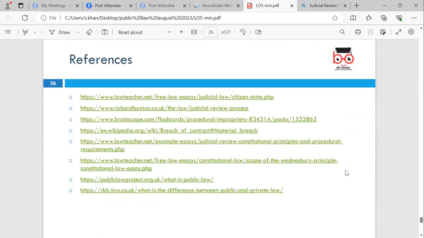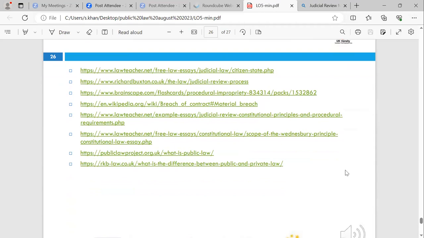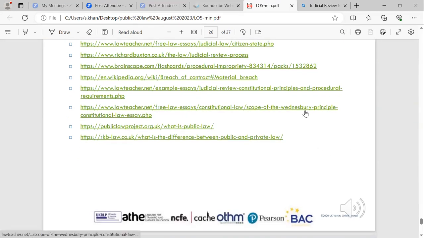These are some of the references that we've used in reference to Learning Outcome 5: Law Teacher, Richard Buxton, Brainscape, Wikipedia, Public Law Project and RKB. So if you need to go onto them, this will link you to take you to the link.